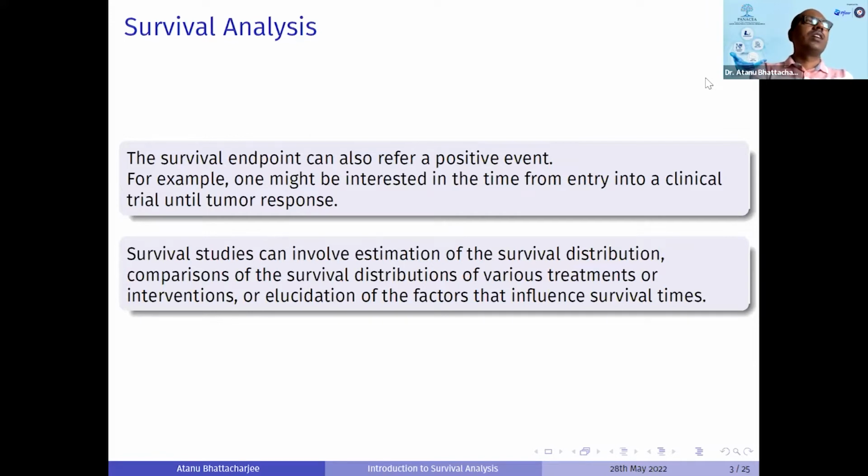But thankfully, some cancers have better survival and we are not as worried about them, while some cancers are really concerning in terms of survival. In that context, survival analysis works. The survival analysis endpoint can also be referred to as a positive event. As far as the terminology of survival analysis, a positive event means the person survived, and that would be considered an event.